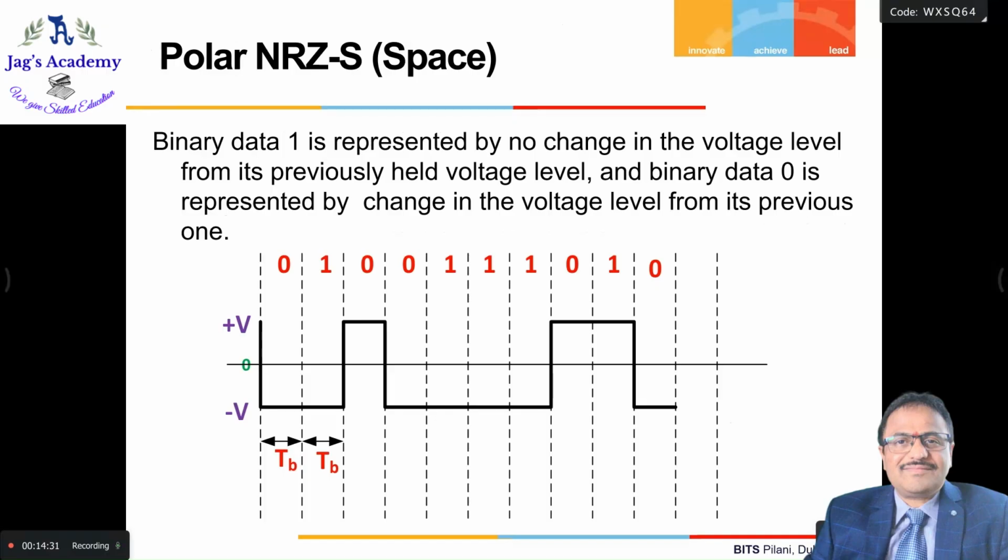I just want you to do this. You just have to tell me what is the relationship between the previous one and this. Okay, just read this. I don't have to give much explanation for this. Exactly. Just opposite of the previous one. What happens here? Zero changes, one doesn't change. So it is given a name called polar NRZ-space.